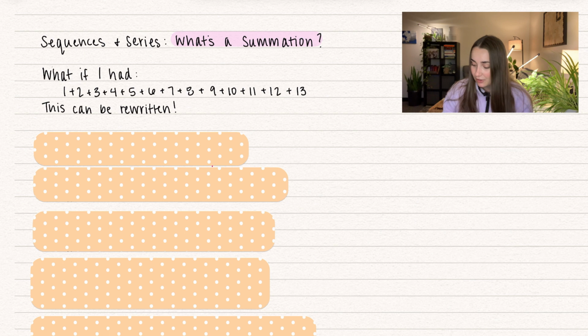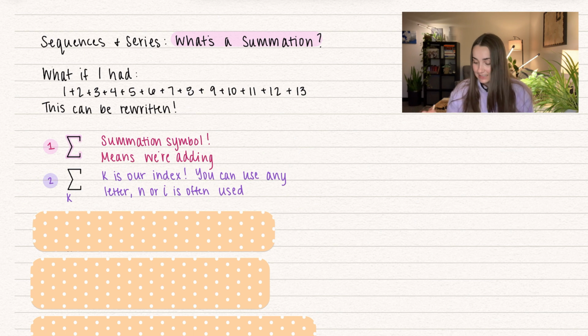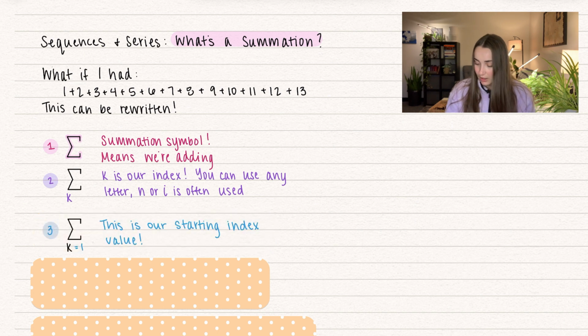like this. And the first thing that we have is the summation. So this is the summation sign. It's that weird Greek letter E, and it means that we're adding up. So second, we have our index. So in this case, K is our index. You can use any letter, like N is very often used, I is used, but typically these are the most common ones. And we have to have a starting value. So in this case, we're going to be starting at 1.